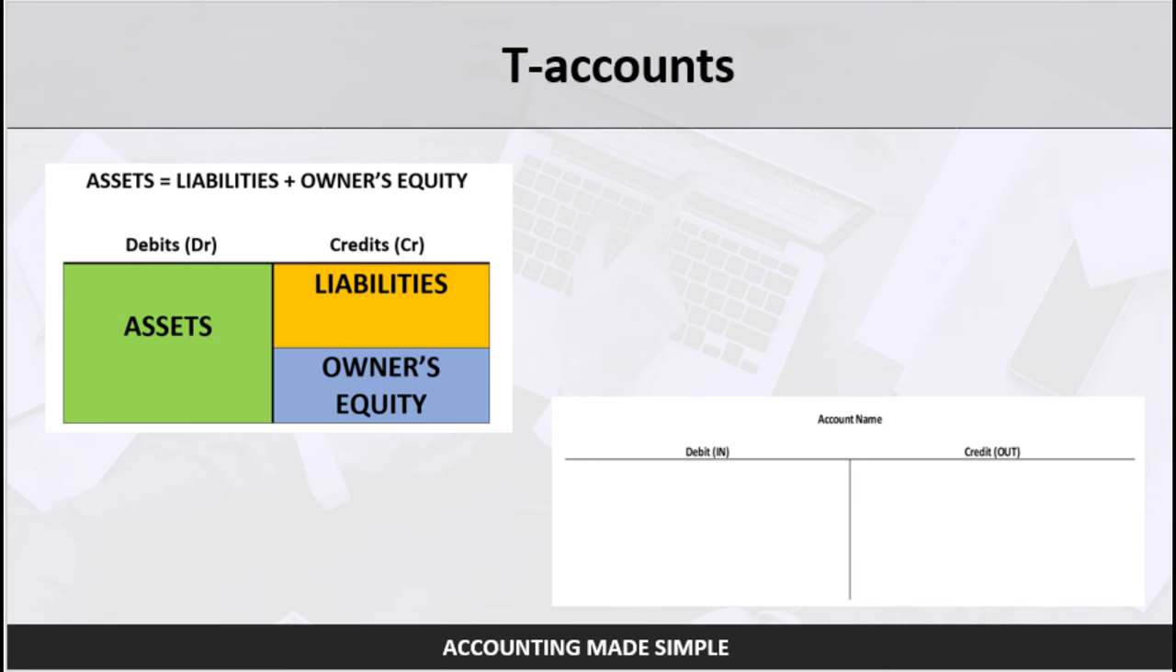T accounts. When we're first learning about how to record accounting entries, we use something called a T account. T accounts come from the accounting equation. When you look at the dark outline in the diagram of the accounting equation, you can see that it looks like a capital letter T. The debits in go on the left-hand side of the T account, and the credits out go on the right-hand side of the T account.